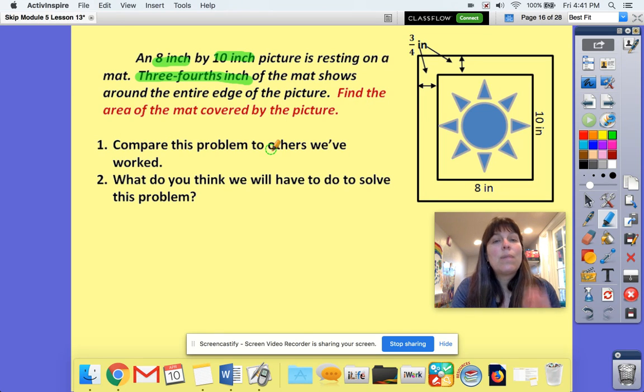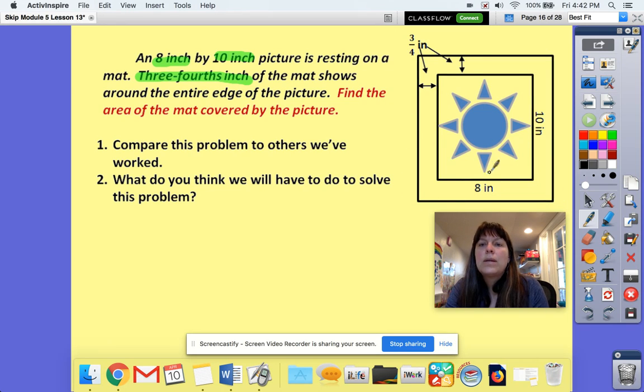Okay, compare this problem to others we've worked. We're finding the area of something within the shape, not just the outside edge, not just the whole thing. What do you think we will have to do to solve this problem? Hint, it involves subtraction. So first, what we need to do is look at this and figure out what the total length and width are.